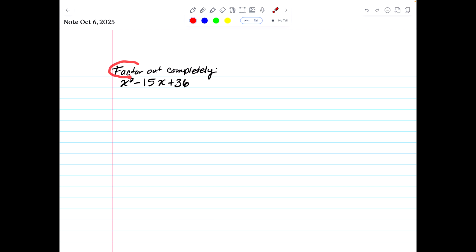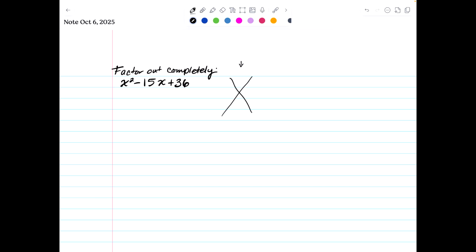Remember that factors are numbers or expressions that we multiply to give us another value, or in this case, a trinomial. So we're going to look for two binomials that we have to multiply to end up with this trinomial specifically. So let's use the big X.